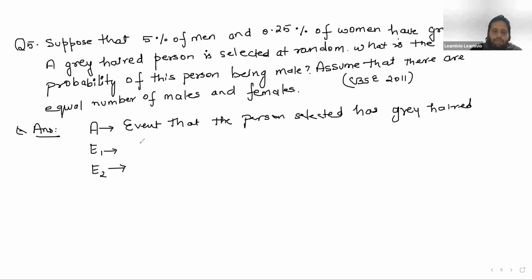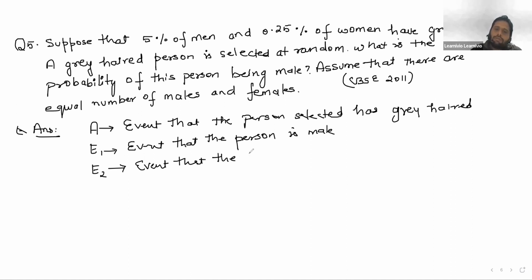Okay. E1. Who can tell me what is E1? So E1 means the event that the person is male. Event that the person is male. Okay. Because this we need to find. Person is male. And E2, event that the person is woman.